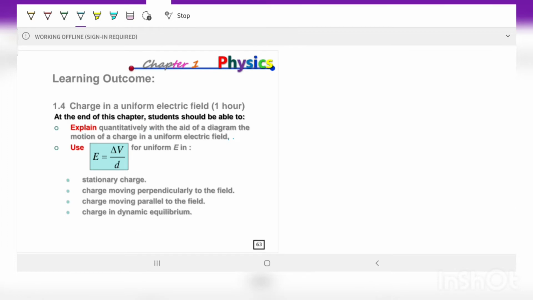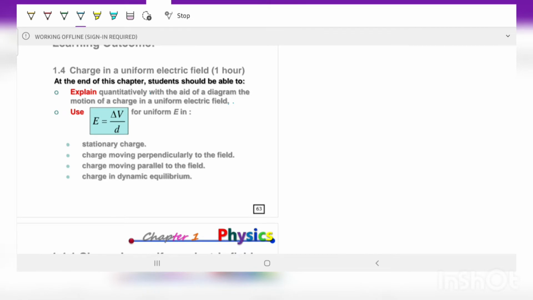Okay, next we'll move on to the last subtopic 1.4, charge in a uniform electric field. Explain quantitatively with the aid of a diagram the motion of the charge in a uniform electric field. So explain quantitatively, meaning that you have to explain by using words lah. Dengan bantuan with the aid of a diagram, the motion, mengenai motion, pergerakan, charge dalam uniform electric field. So for this, you have two subject. We have charge dan juga field tersebut, uniform field tersebut.